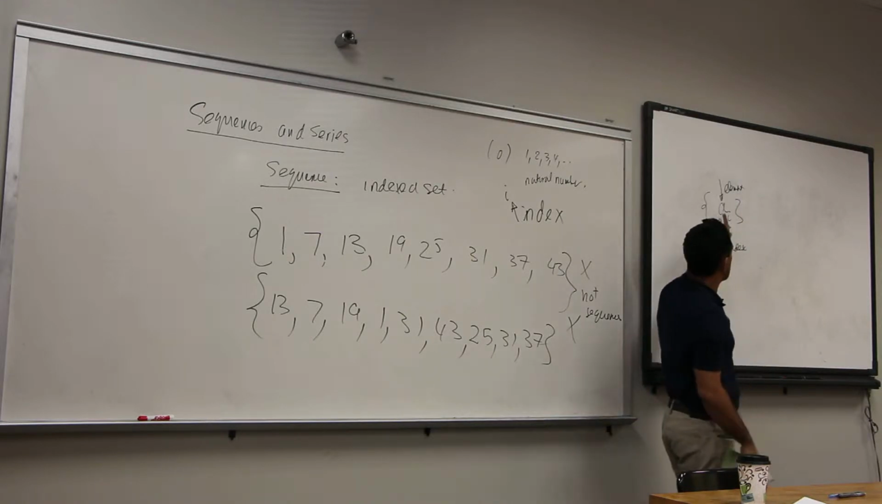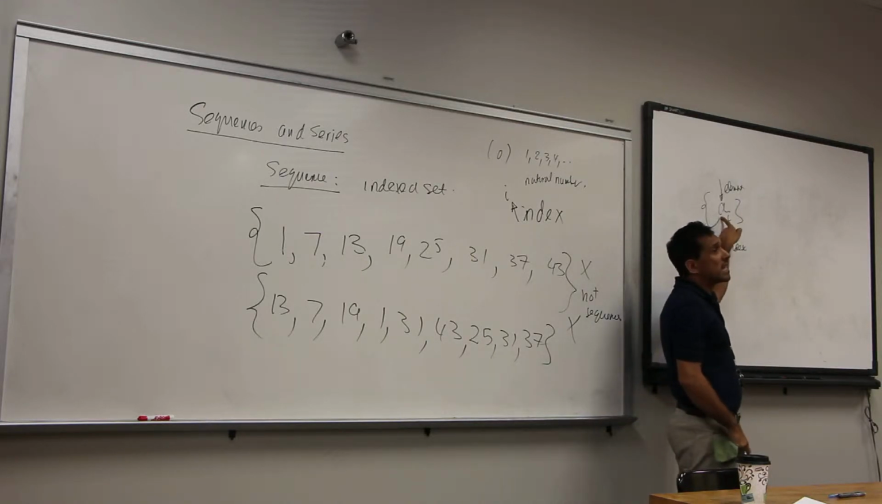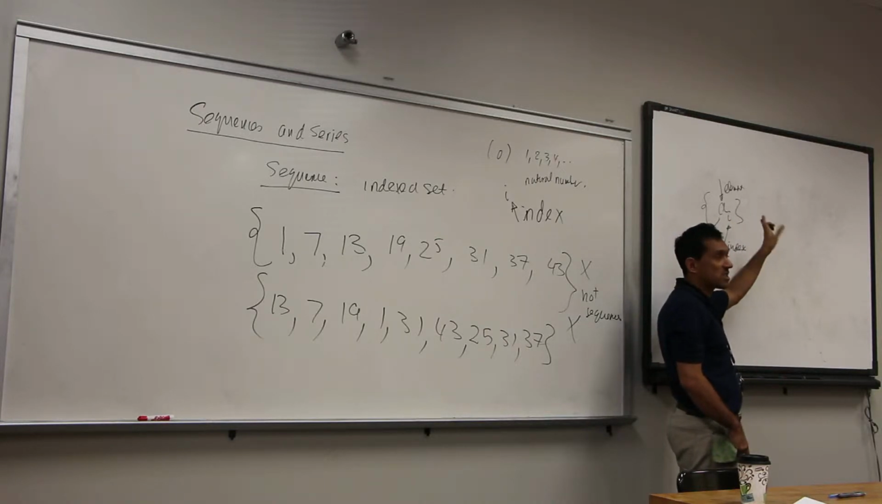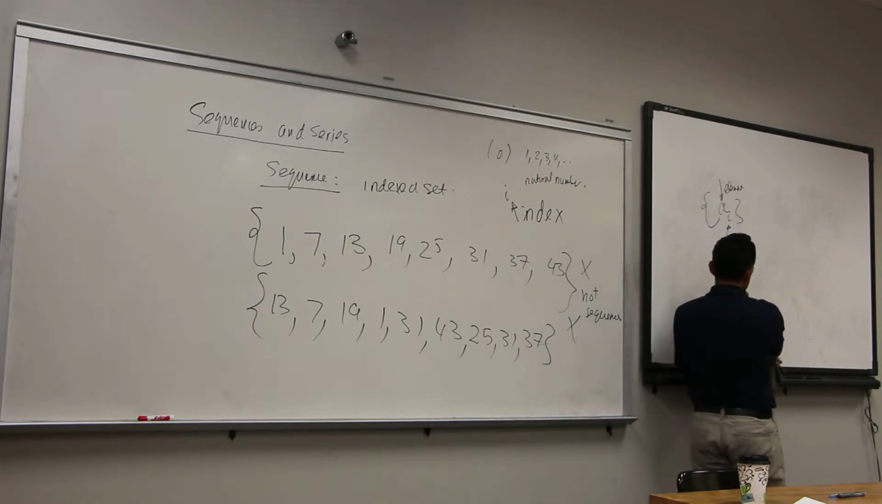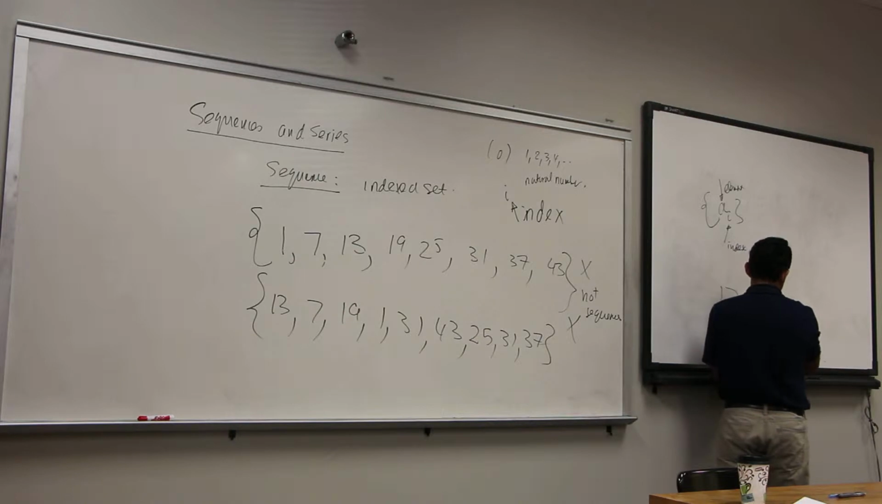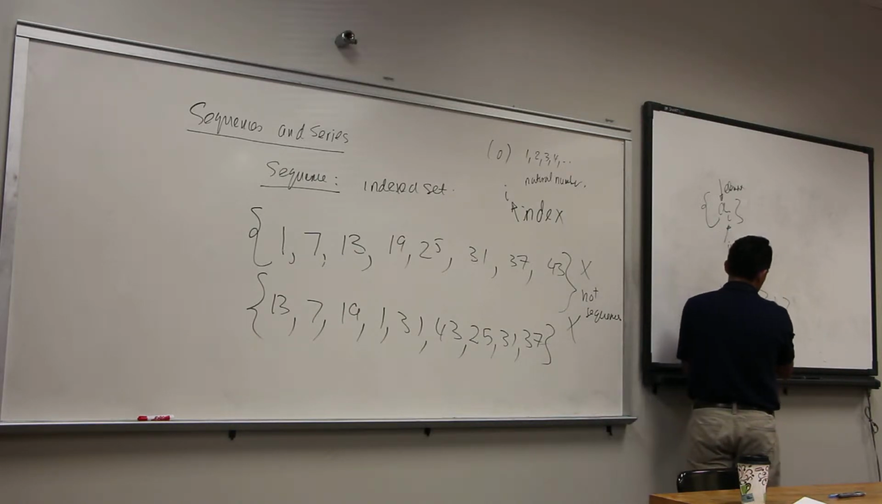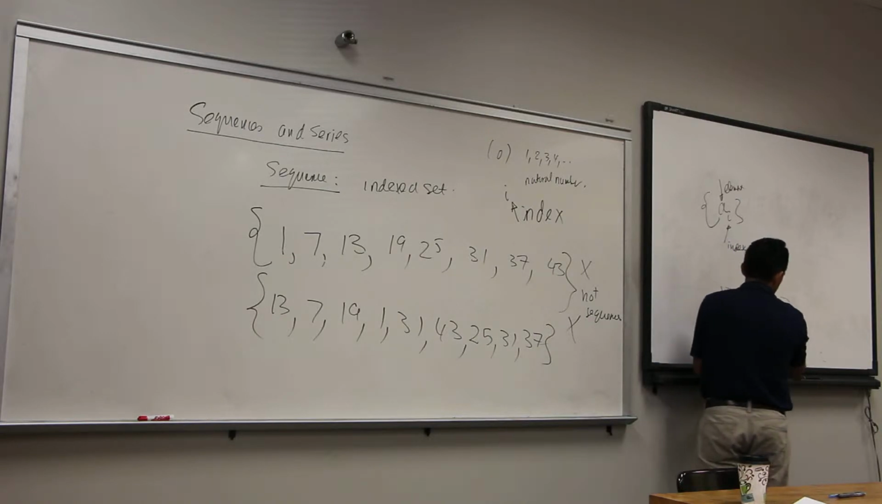Now there's no telling what this is. It could be fractions, it could be negative numbers, it could be complex numbers, it could be whatever you want. It's just that you have a set, and it is ordered. This is the first one. This is the second one. This is the third one.